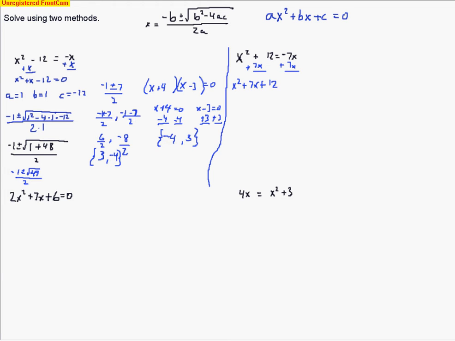My a term is equal to the number out in front of x squared, 1. b is equal to 7, the number out in front of x. And c is the constant, 12. And so I'm using those numbers and just putting them in that quadratic formula.